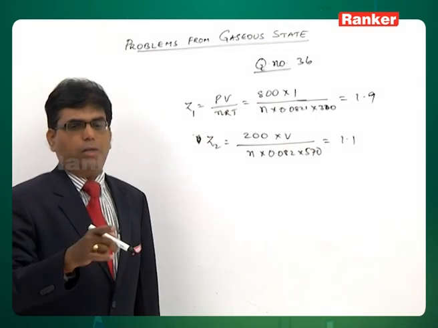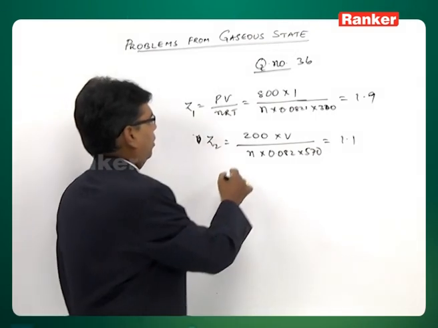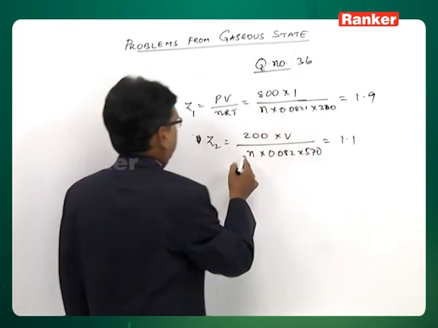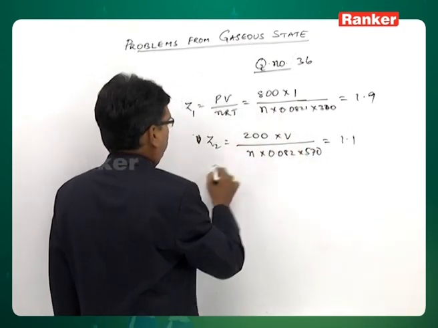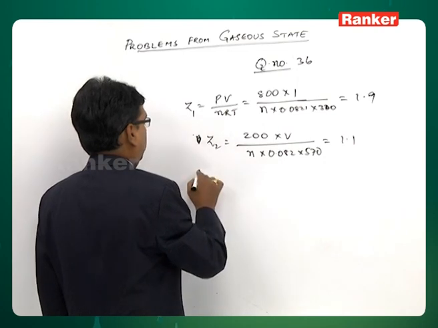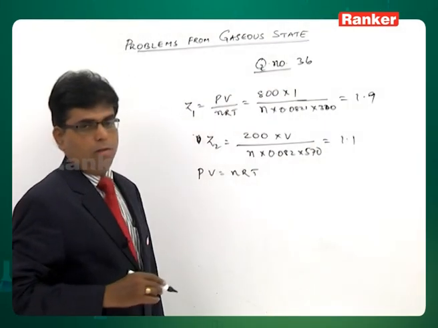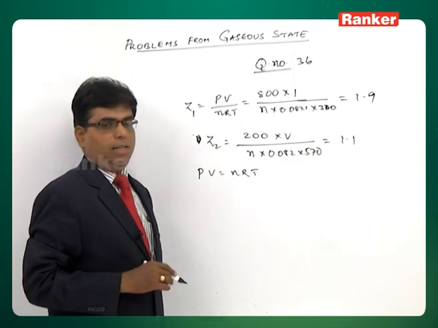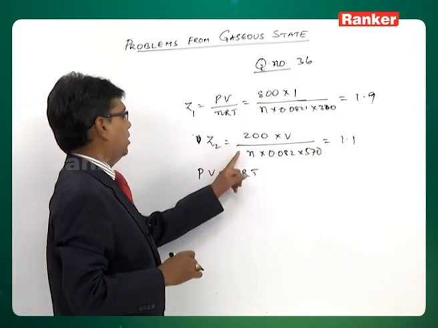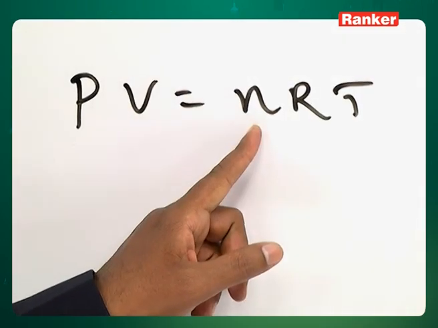Now, the volume occupied by the same quantity. From this you determine the quantity of the gas. Then you apply PV equal to nRT. When you apply PV equal to nRT, whatever V we get, you have to substitute, and n we have to substitute.